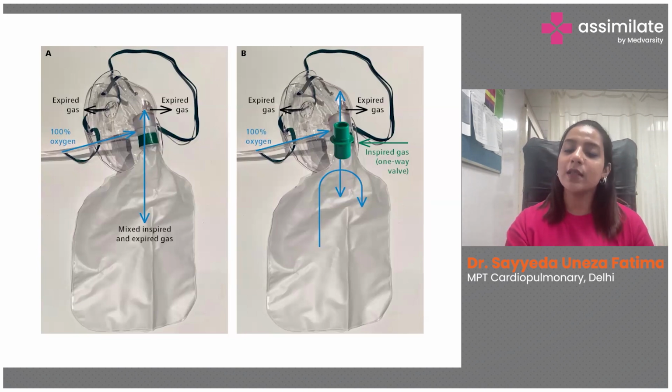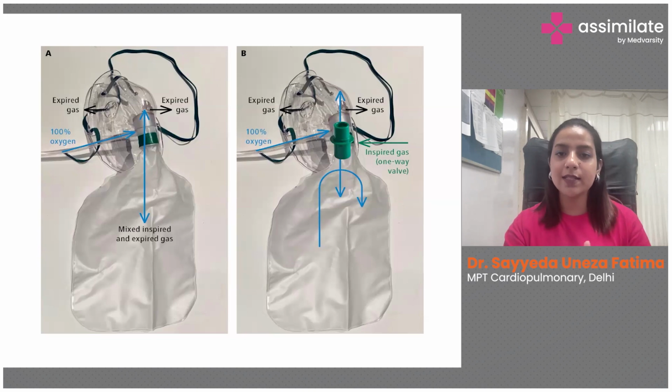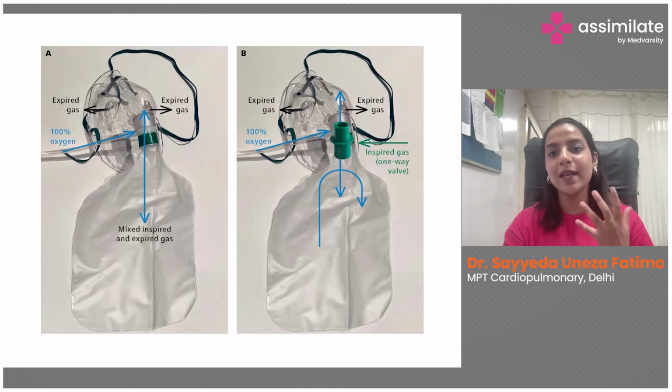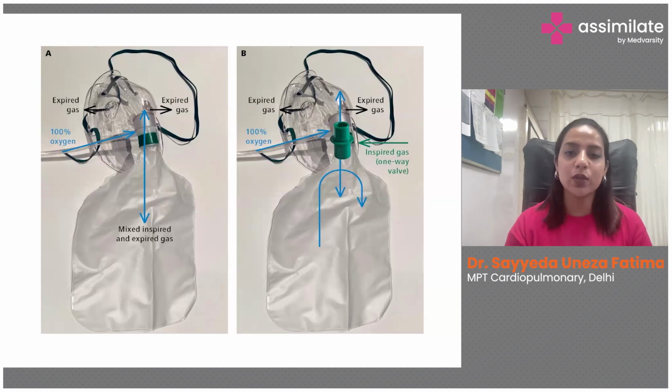Okay? Typically in the ICU setups or in clinical setups, you will use this one. Rarely you will see this one. This does not have the valve, so the expired oxygen and inspired oxygen get mixed here. This is the only difference between partial rebreathing and non-rebreathing, as the name indicates. Now we can go to the back slide and see the difference between the two.